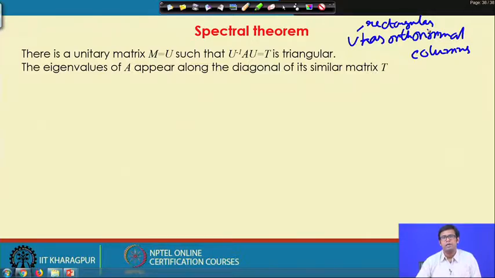So, as this is a triangular matrix, when we try to form the characteristic equation, we will see that the eigenvalues are nothing but the diagonals of the matrix T. So if we can choose one unitary matrix such that U inverse AU gives us a triangular matrix T, the diagonals of T will be the eigenvalues of T, and as A and T are similar, they will be eigenvalues of A also.